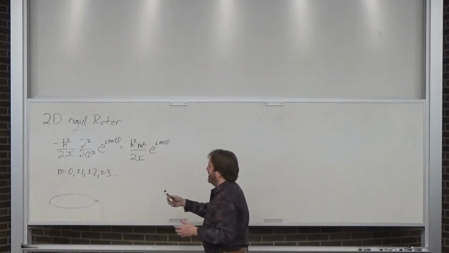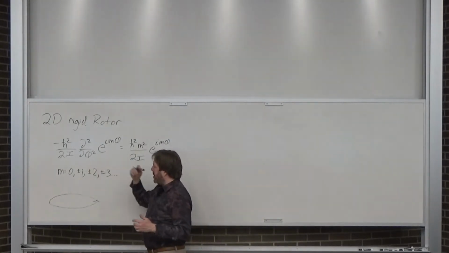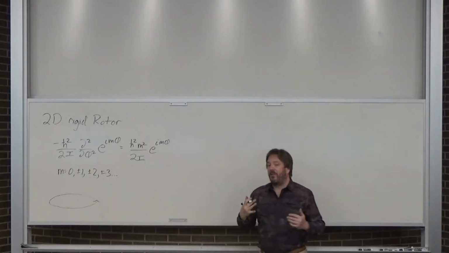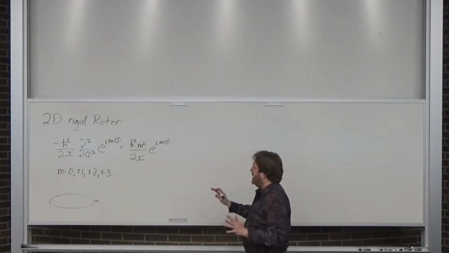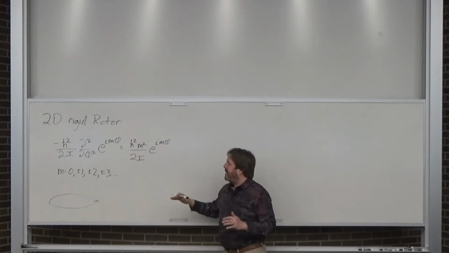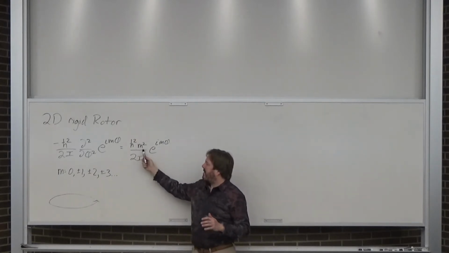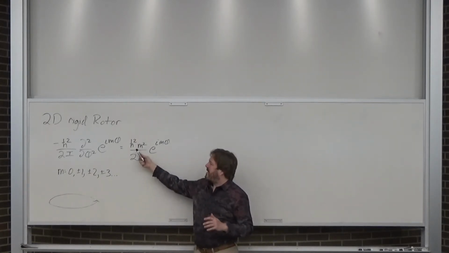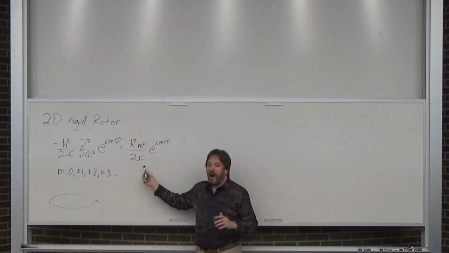So even though this is one-dimensional, just a double derivative of a variable, it's actually two-dimensional. It is very much like a free wave. It has the same energy of a free wave. Instead of h bar squared k squared over 2m, it's h bar squared m squared over 2I.